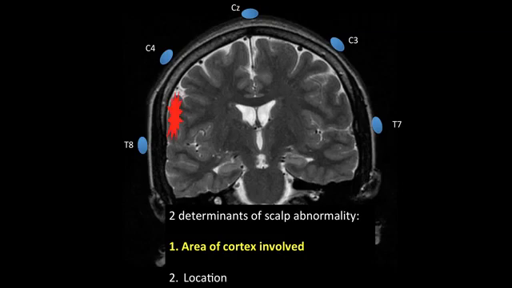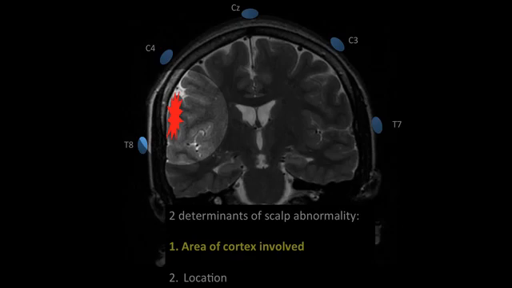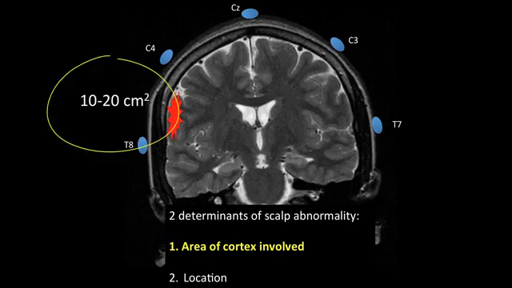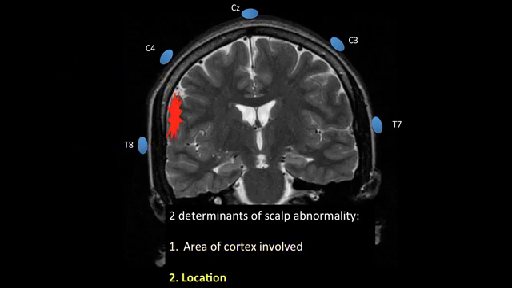If a larger area is involved, such as shown here, it might be more likely that this abnormality would be picked up by scalp electrodes. In general, 10 to 20 square centimeters of cortex has to be involved in order for the abnormality to be consistently demonstrated on scalp EEG. The other main determinant of a scalp abnormality on EEG is the location of the synchronous cortical activity. In this example, I have shown a very superficial area of cortex involved, which might be more likely to be picked up by scalp EEG electrodes.